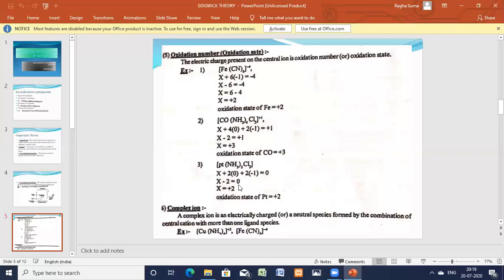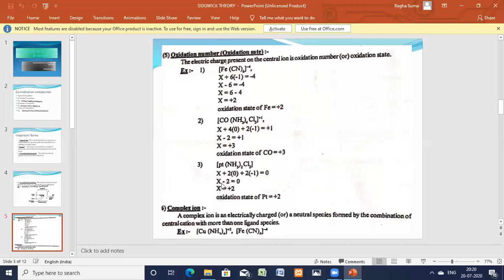So for the diamine dichloro platinum complex, we will see what the oxidation state of the central metal ion platinum is. Let us take it as X. X plus 2 into 0. Ammonia is a neutral ligand. It donates electrons, but its charge is 0. So the charge is 0 and you have two ligands, 2 into 0, plus the chloride ions. There are 2 Cl, each Cl gives a -1 charge, so 2 into -1.